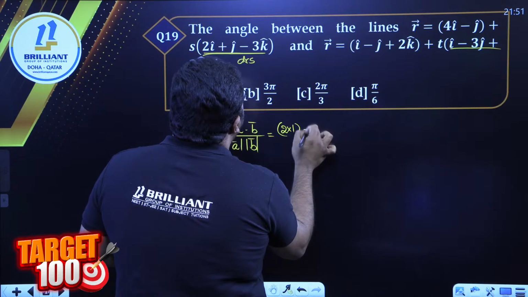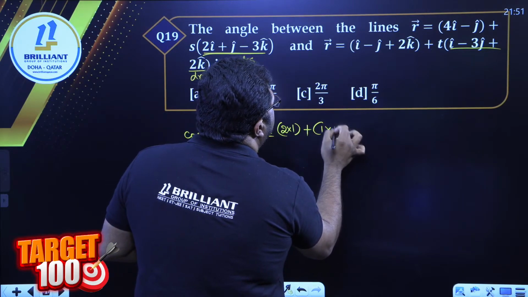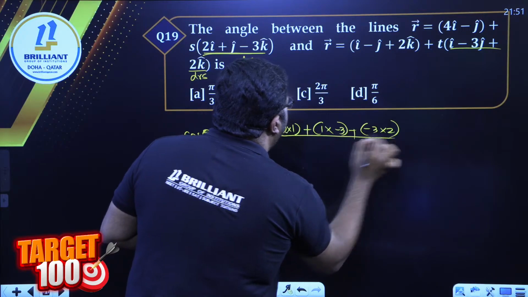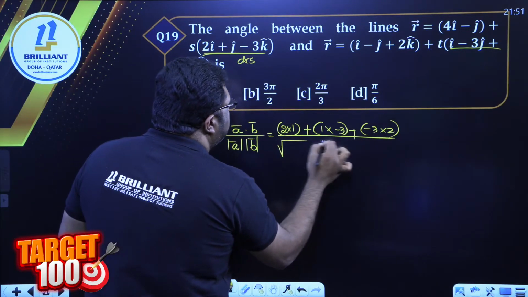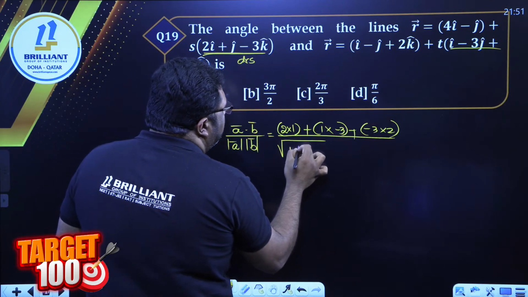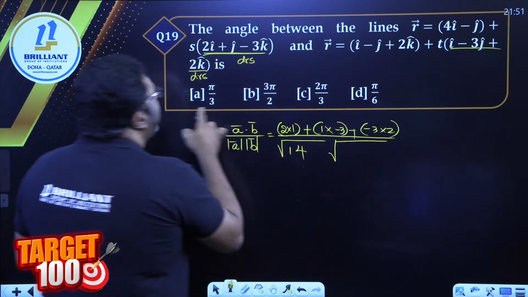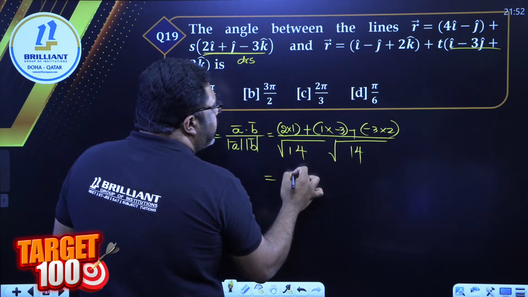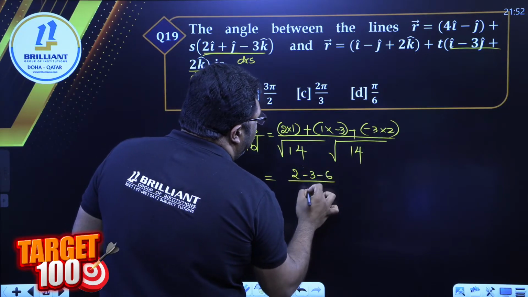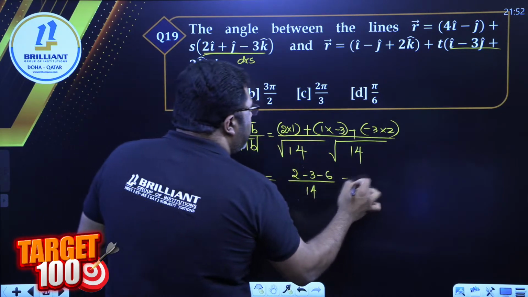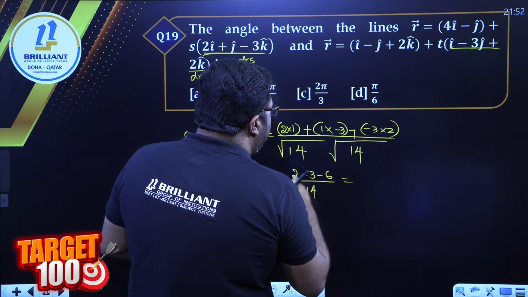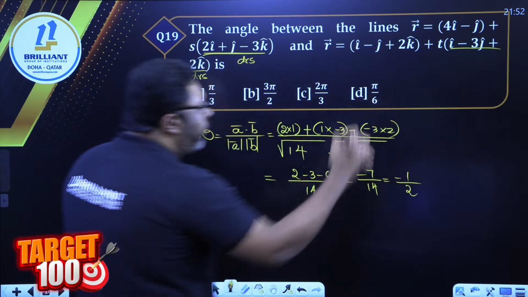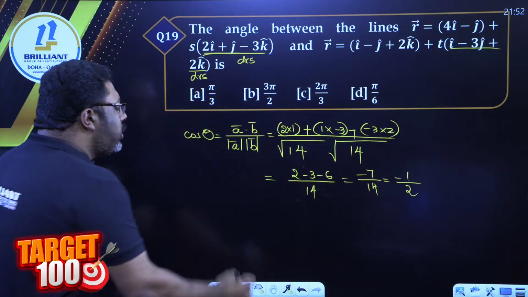2 into 1, 1 into minus 3, minus 3 into 2, divided by magnitude of the first vector. 4 plus 1 plus 9, root 14. Magnitude of the second vector, 1 plus 9 plus 4, again root 14. So 2 minus 3 minus 6 divided by 14. So answer is minus 9 plus 2, minus 7 by 14, minus half. Negative value, angle is obtuse.